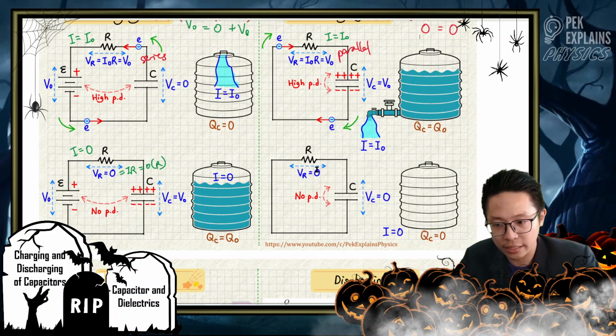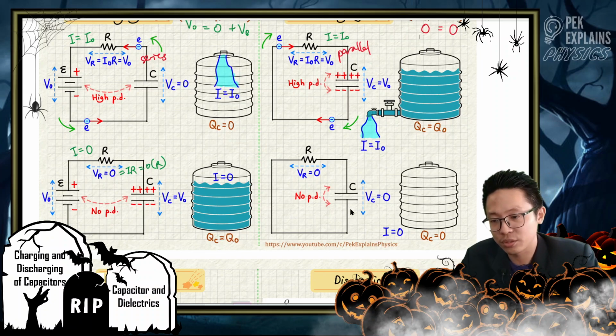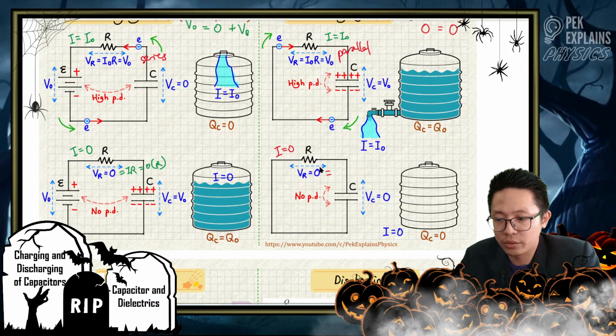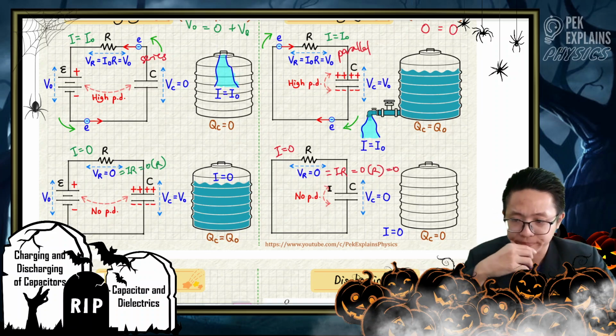Another way to look at it is, the water tank is empty, no more current flowing. So the current has already become 0 here. So when you use the formula V equals IR, it's like 0 times resistor, you get 0. So the voltage across the resistor is 0.